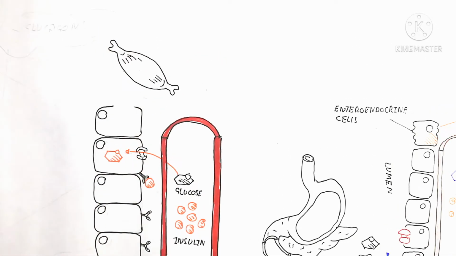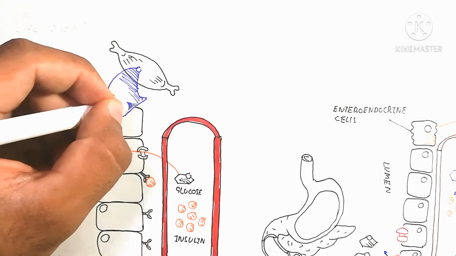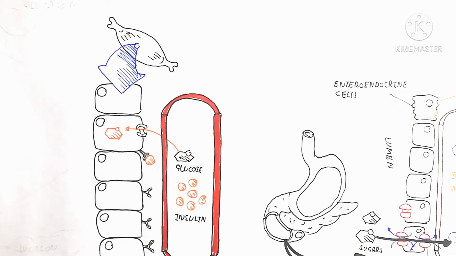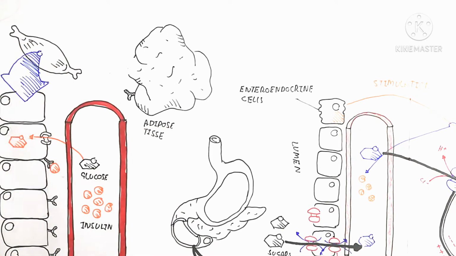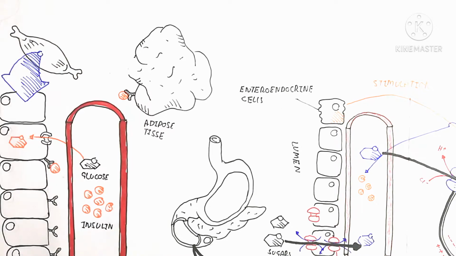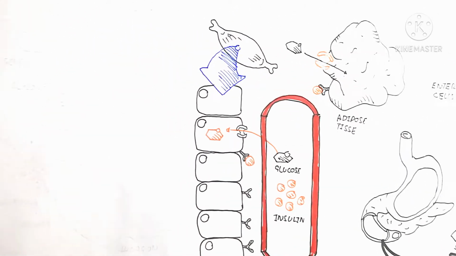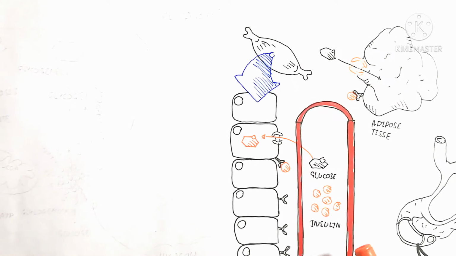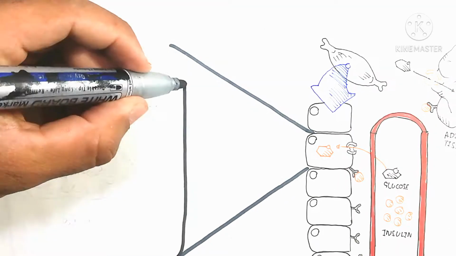So the insulin will open the gate of the tissue, for example muscle tissue, digestive tissue or adipose tissue. So here is the muscle tissue. On the other hand, we will discuss the adipose tissue. Here is the adipose tissue, which also contains an insulin receptor. So insulin receptor moves the glucose inside to anabolism.